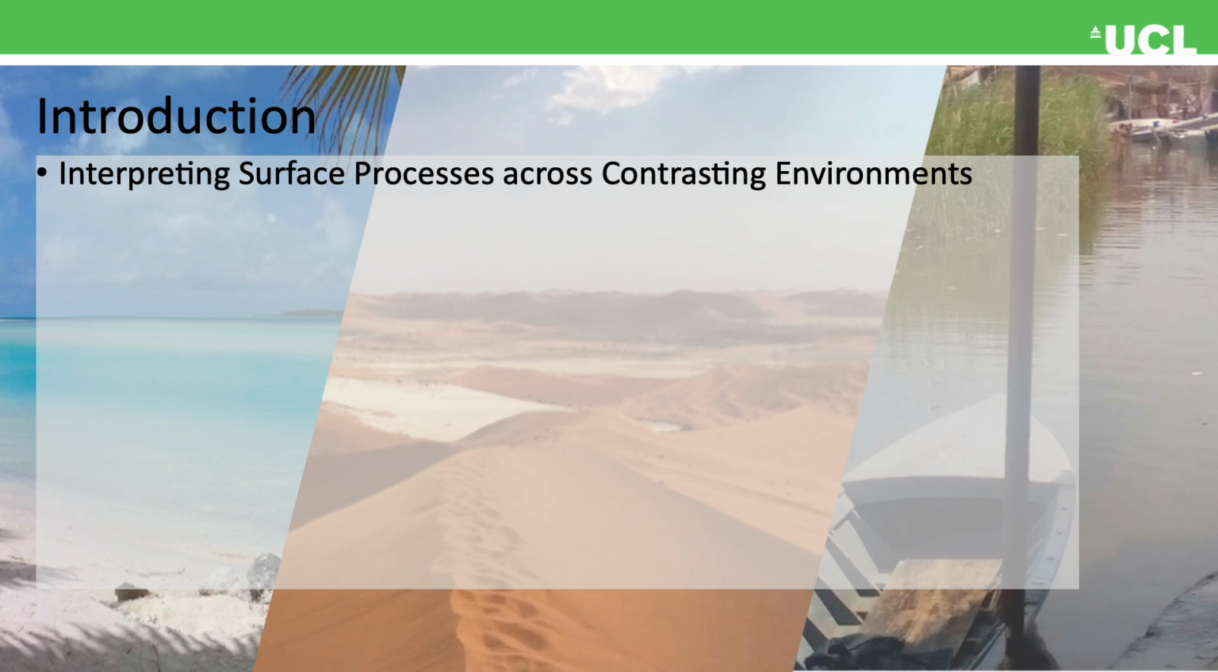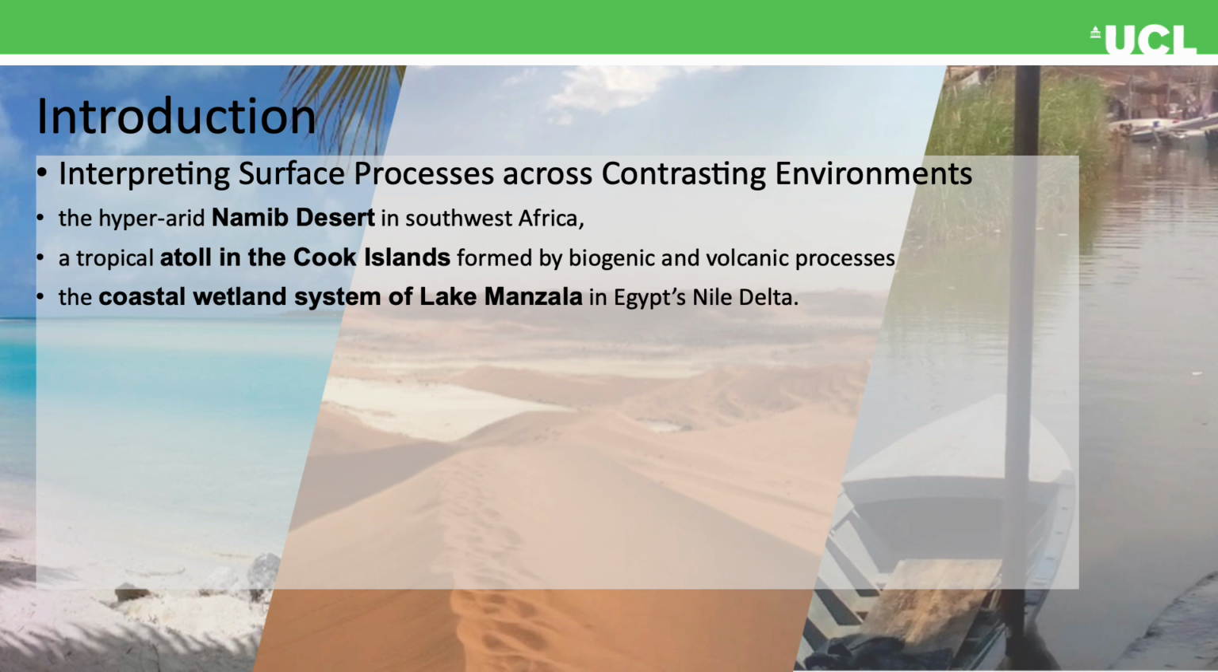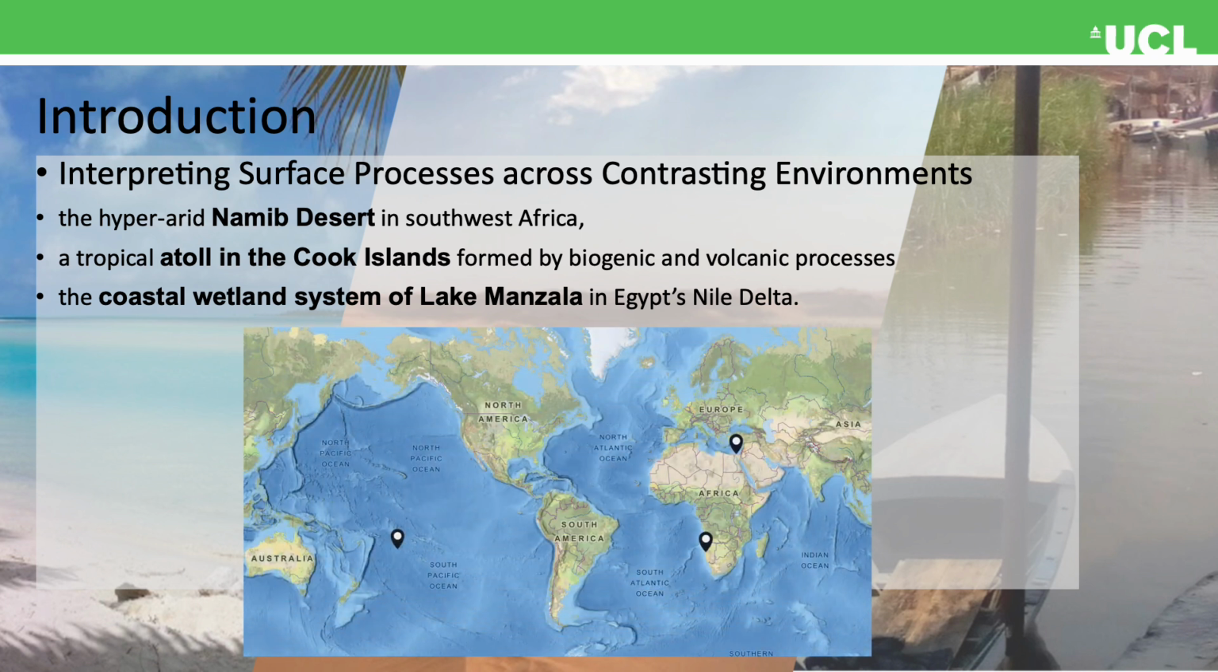In this presentation, I will explore how surface processes shape contrasting environments across the world. First, we will look at three locations: the hyper-arid Namib Desert in Southwest Africa, a tropical atoll in the Cook Islands, and the coastal wetland system of Lake Manzala in Egypt. These places are influenced by different combinations of processes, like alluvial action, winds, marine currents, and human impacts, and help us understand how sedimentary environments formed and evolve today. Here's a map to show the position of each of the places.